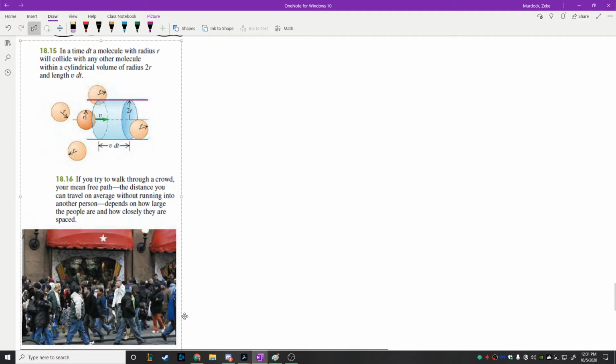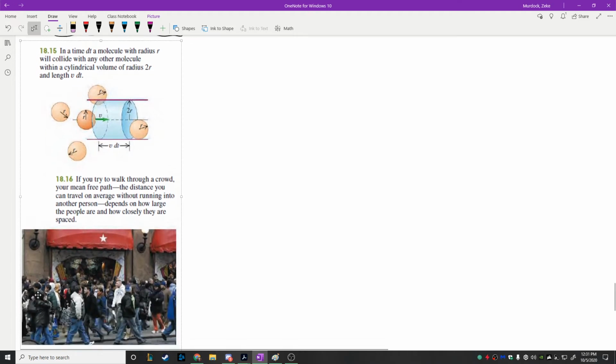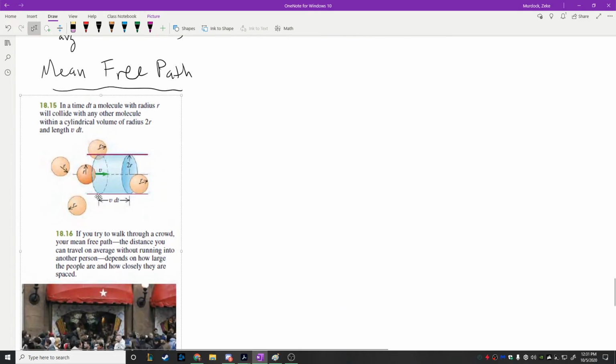So if you're in a really thick crowd where everyone's kind of shoulder to shoulder, you're bumping into people all the time. If instead you're walking around at an outdoor event and people are spread out more, you're going to be able to walk farther before you collide with people. And we want to get an idea for how that applies to gas molecules. This idea is called the mean free path.